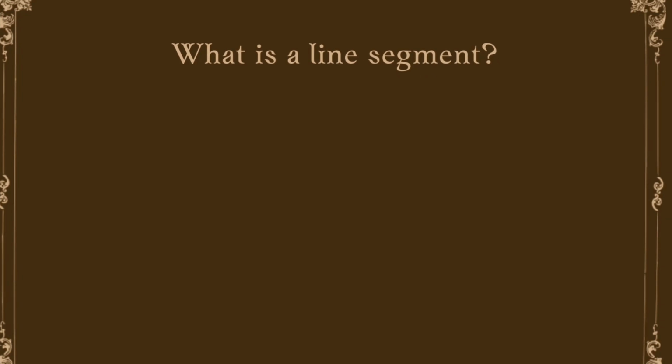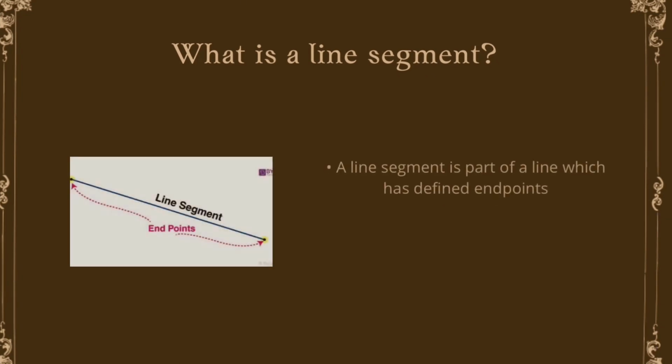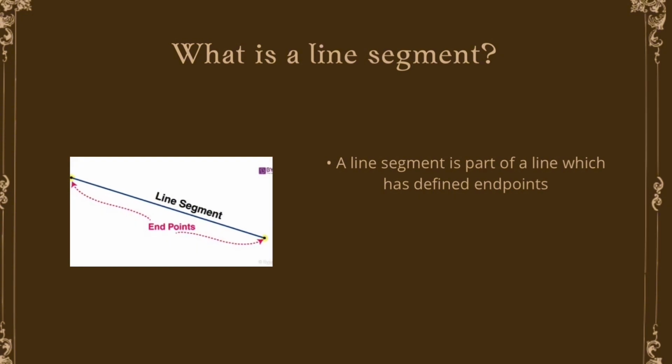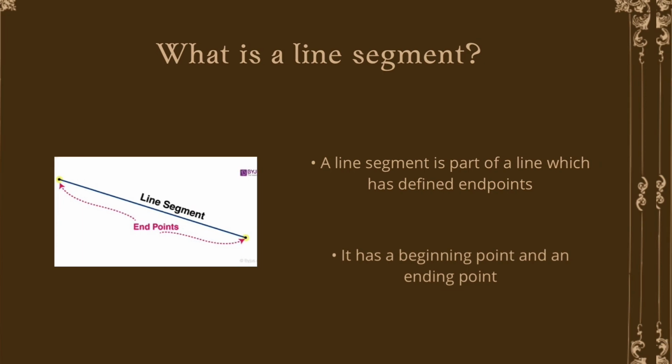And then, we have a line segment. So, what is a line segment? A line segment is part of a line which has defined endpoints. It has a beginning point and an ending point.